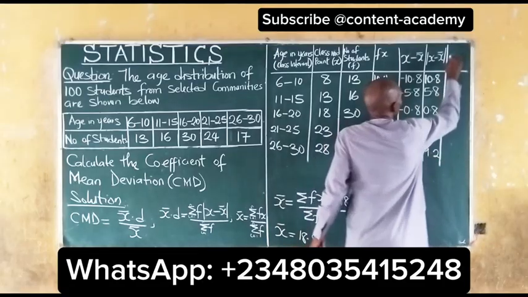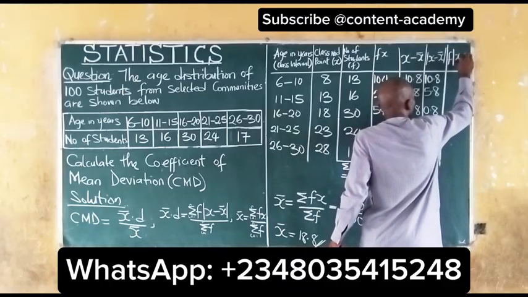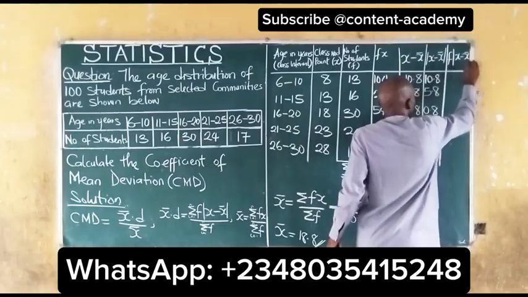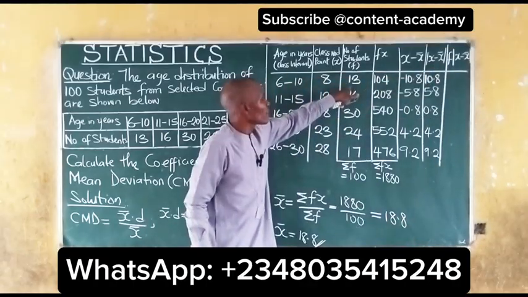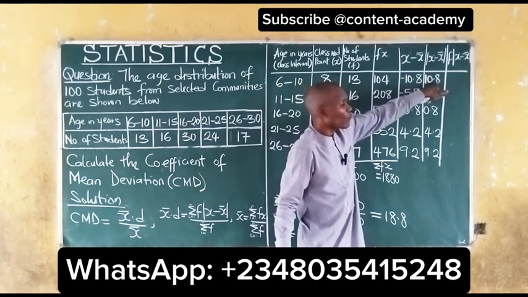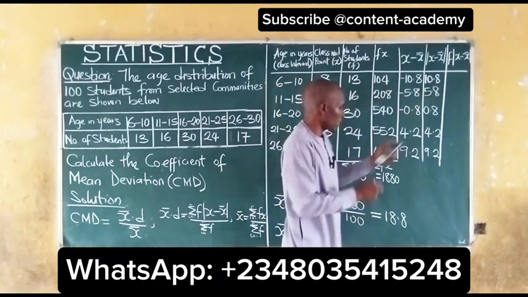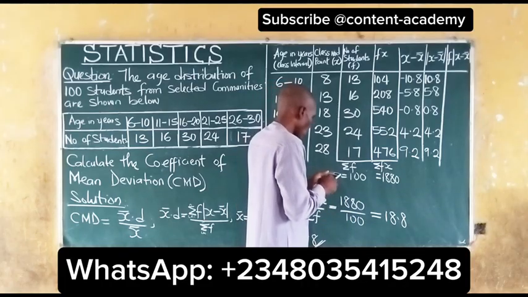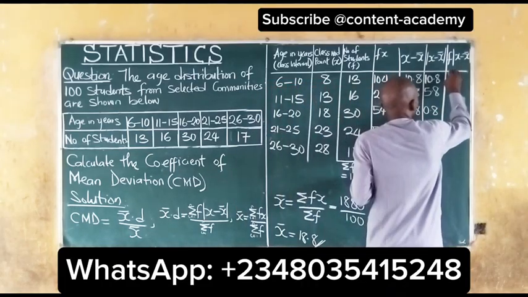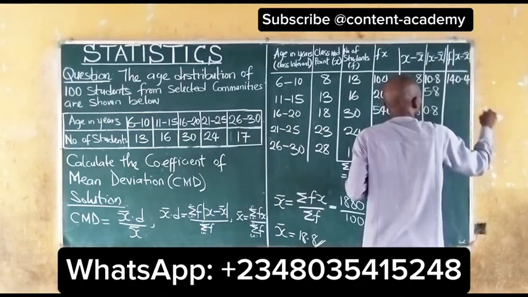And lastly, we have f multiplied by x minus x bar. F multiplied by the whole of this. That means our f value multiplied by the whole of this value. So it means that 13 multiplied by 10.8, we have 140.4 for the first one.